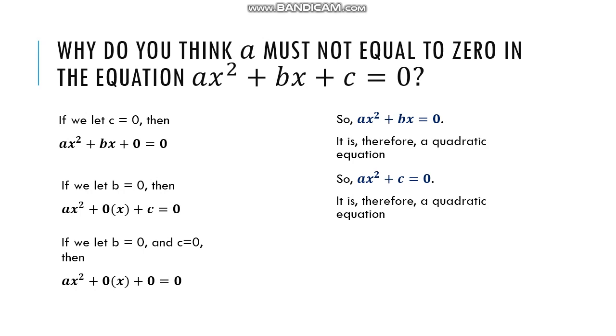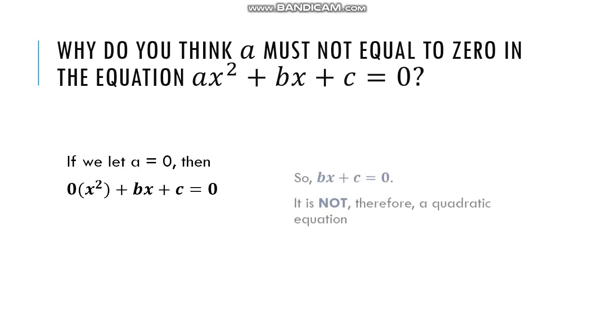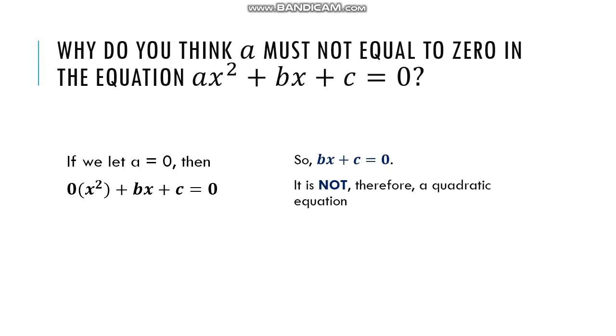If we let b = 0 and c = 0 at the same time, then we have ax² + 0·x + 0 = 0. We got ax² = 0. It is still therefore a quadratic equation. If we let a = 0, then 0·x² + bx + c = 0. We got bx + c = 0. It is not therefore a quadratic equation.